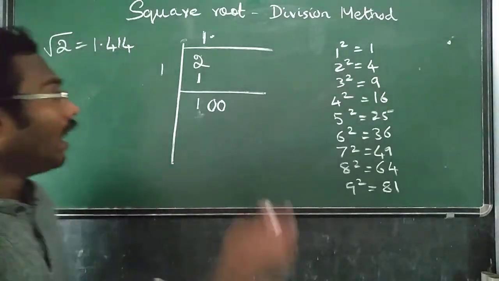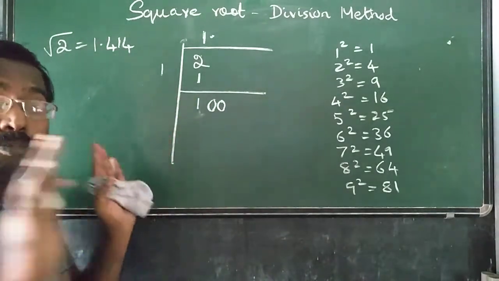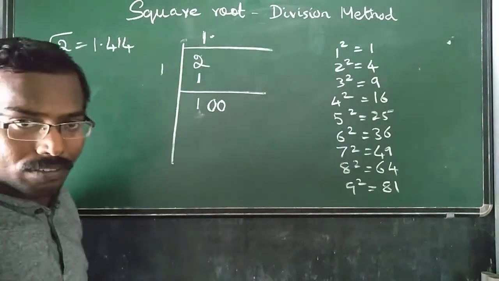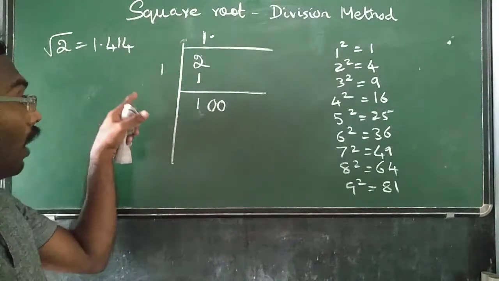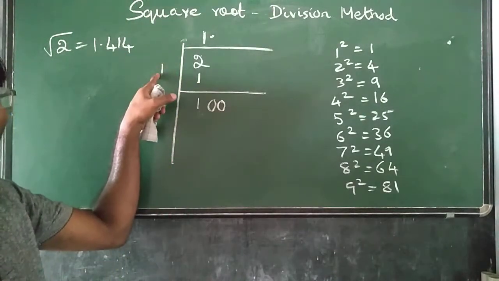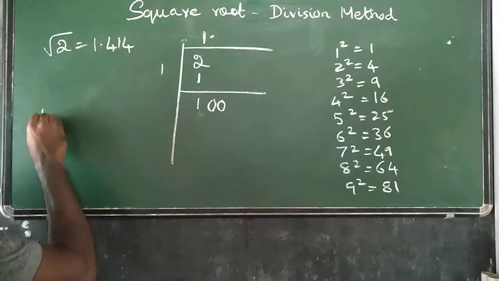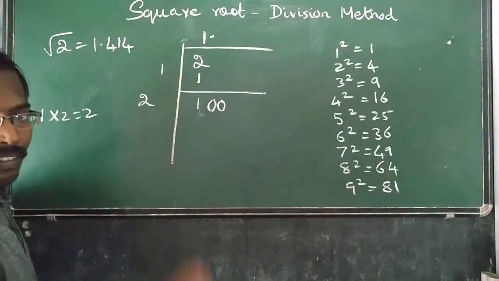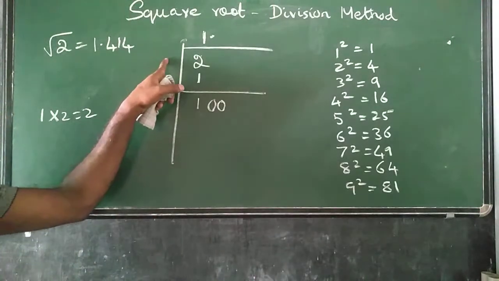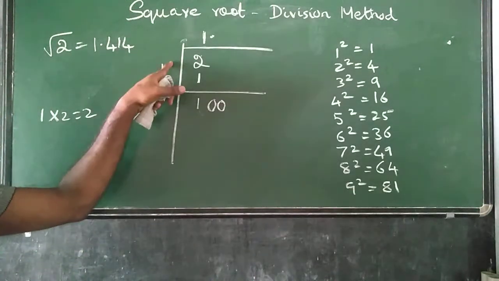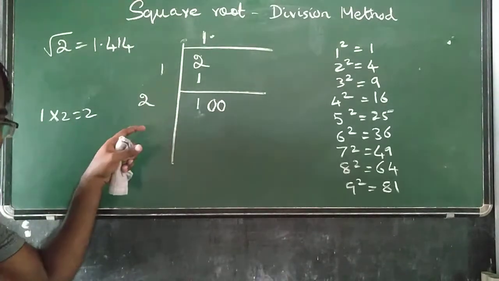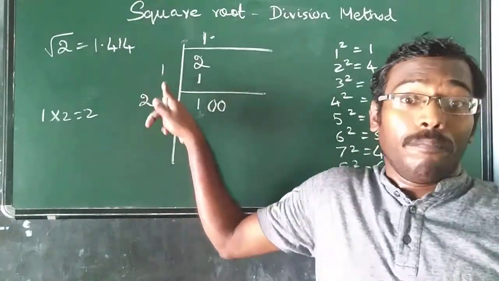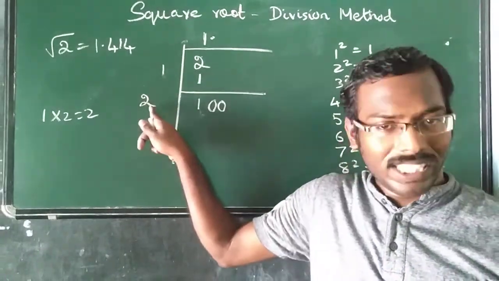Now which number do you have to select? Please listen carefully. In the previous step the number is 1. This is square root, so in the next step you have to multiply this 1 by 2, that is 1 into 2 equals 2. That value you have to write here. If 2 was there, then 2 twos are 4. If 3 was there, then 3 twos are 6. The number given in this step should be multiplied by 2. So 1 twos are 2.